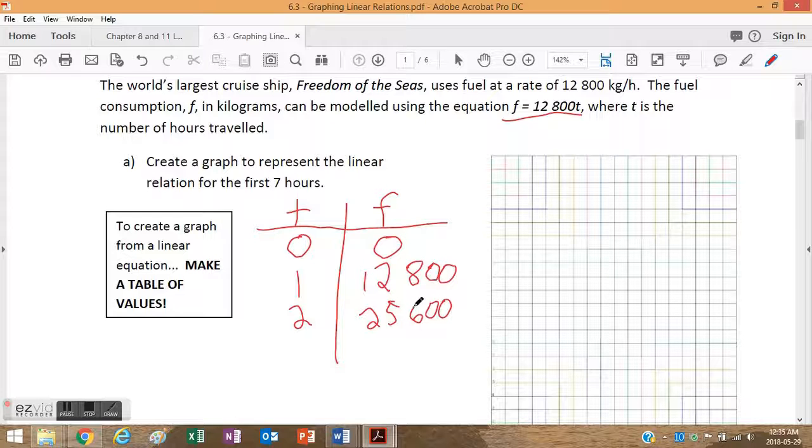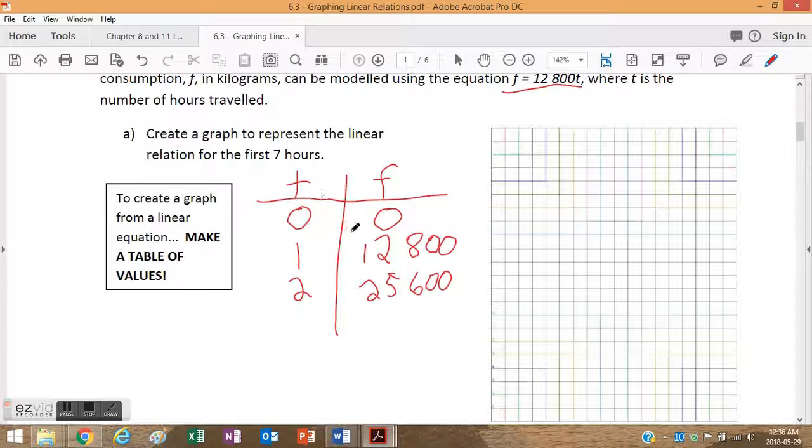and so on. Now, in order to make a graph, you need at least 3 points. I always recommend don't have them all right next to each other. Let's do the first 7 hours. Okay, we've got 0. Let's go up to 7. So figure that number out, 12,800 times 7.